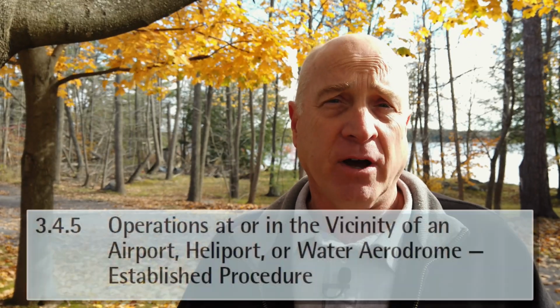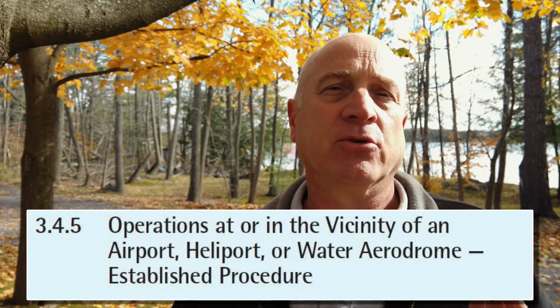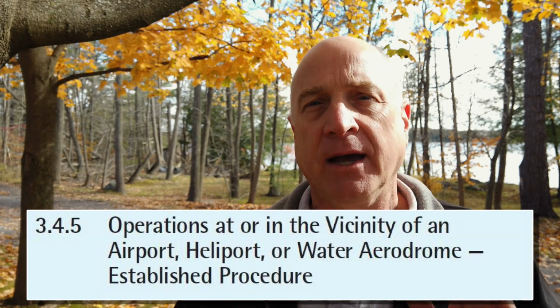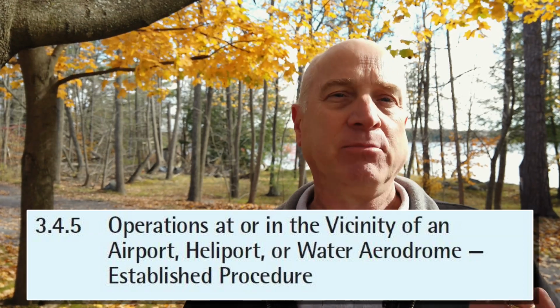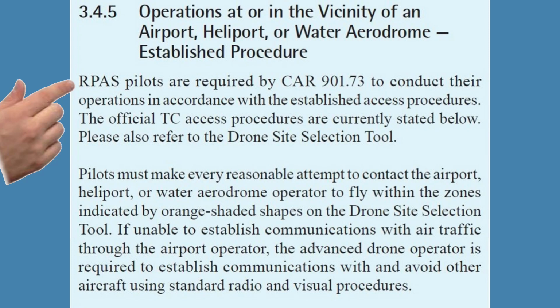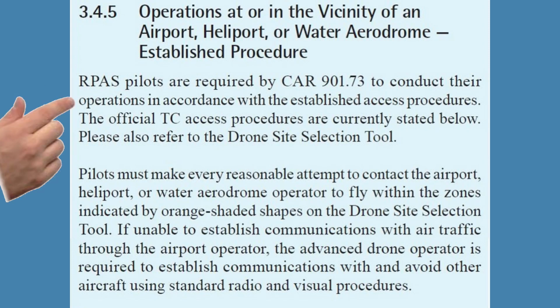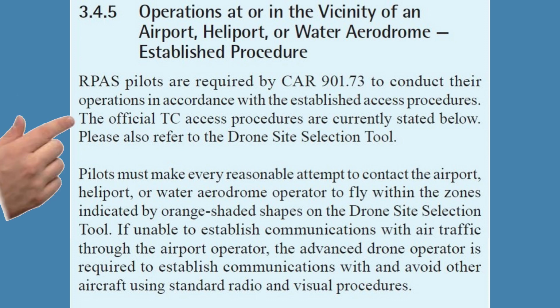This new procedure is in a new section of the AIM, 3.4.5, operations at or in the vicinity of an airport, heliport, or water aerodrome, established procedure. That's what it's called. It says the following. RPAS pilots are required by CAR 901.73 to conduct their operations in accordance with the established access procedures. The official TC access procedures are currently stated below. Please also refer to the drone site selection tool.